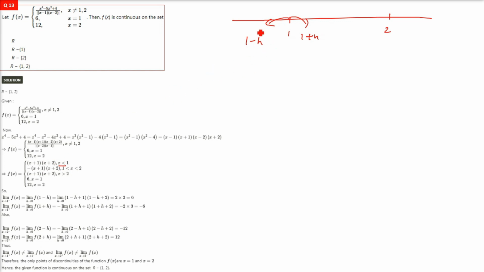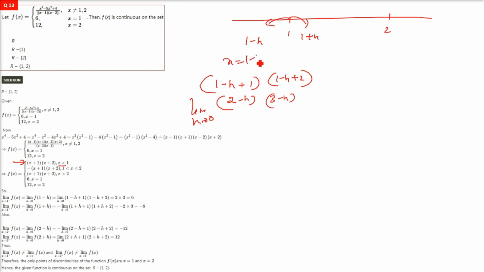1 minus h. Because when you are going on the left of 1, that is x less than 1, you will use x plus 1 into x plus 2. So I am replacing x by 1 minus h. So 1 minus h plus 1 and 1 minus h plus 2. This is when you are going to x equals 1 minus h. So you get 2 minus h, and here 3 minus h. Now apply the limit, replacing x as 1 minus h, which we already did. Now you get 6, 3 into 2 is 6.